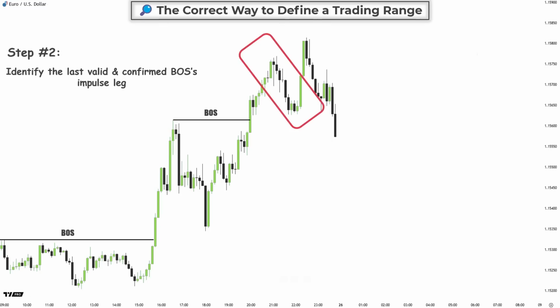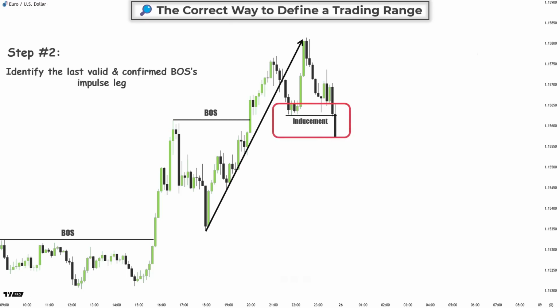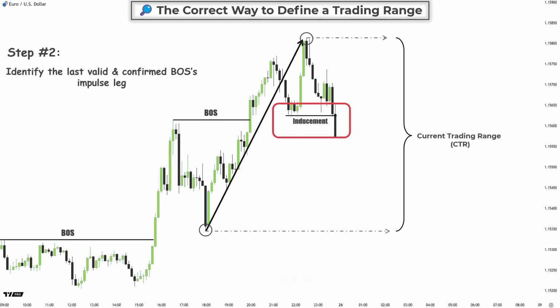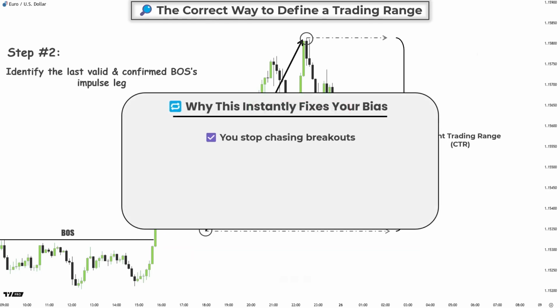This retracement is nothing more than a temporary pause while price prepares to complete its real impulse leg. For a trading range to be valid, the price must break below the most recent internal swing low, the inducement, confirming that the bullish expansion is finished. Only then do we have a real trading range that we can rely on. Once your trading range is properly defined, you stop chasing breakouts, you stop buying highs and selling lows, you stop guessing direction. Instead, you wait for confirmation such as liquidity sweeps, inducement, a shift in delivery. And this is where real high-probability trading begins.